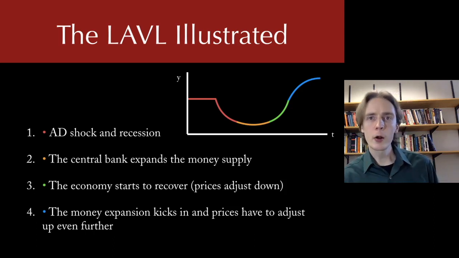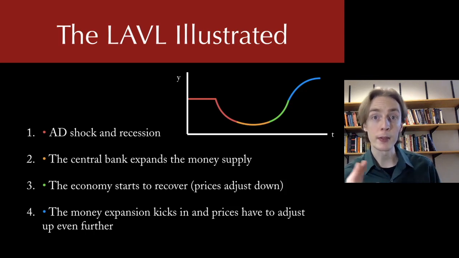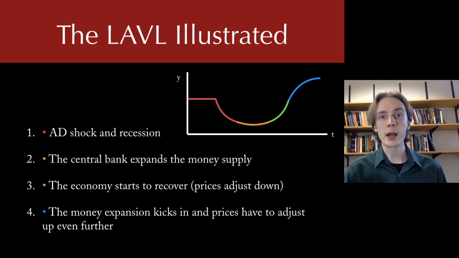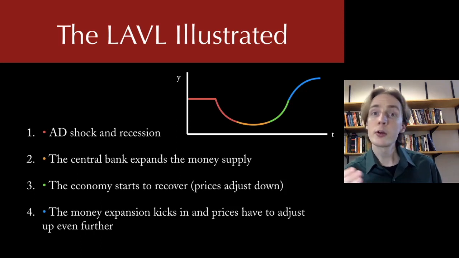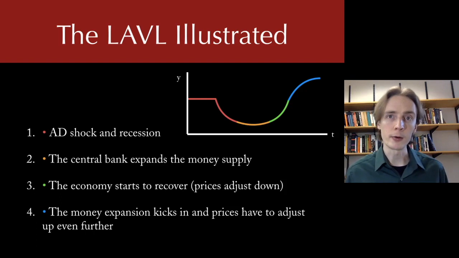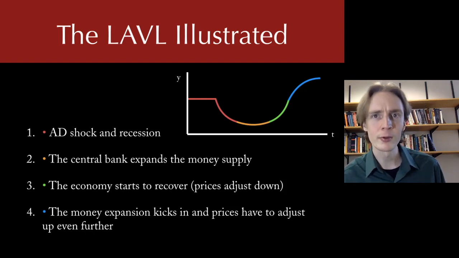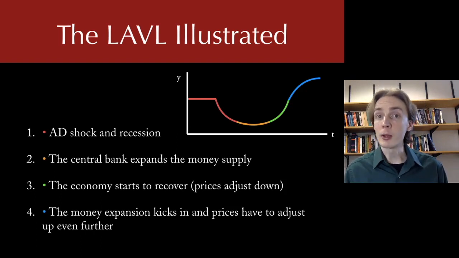And if the economy is already mostly or partially recovered by the time the central bank's expansion kicks in, right, prices are going to have to fall, and then prices are going to have to rise. And so you get, instead of flattening out that recession, you just get a boom right after your recession. Right? That's not necessarily what you want, right? But that's a potential problem if the central bank can't act quickly enough, or if the expansion takes a while to work its way through the economy.